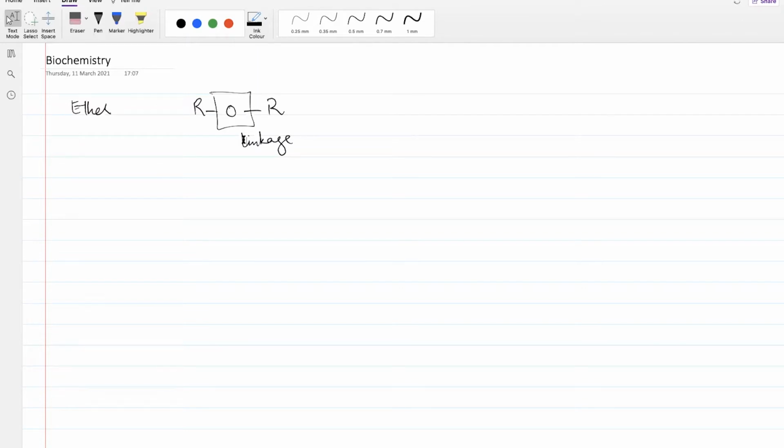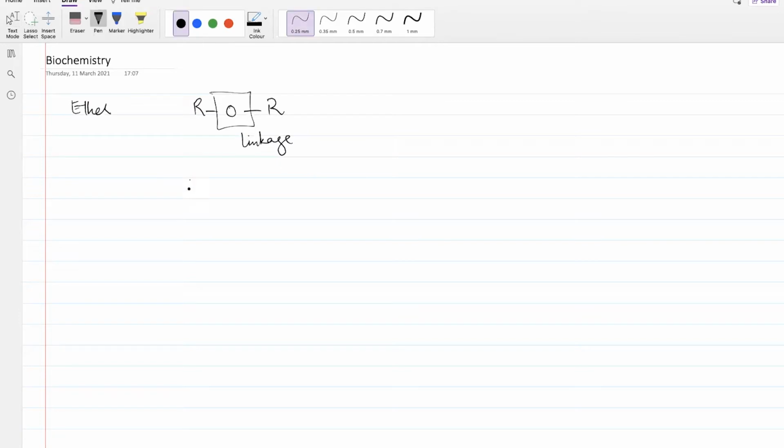Now, these are alkyls, can be maybe methyl or ethyl or something else. But they don't always have to be just a hydrocarbon. They can be something else. They can be two strands of DNA. They can be two strands of some other complicated compound, phenol or something. But the linkage is what connects it together.